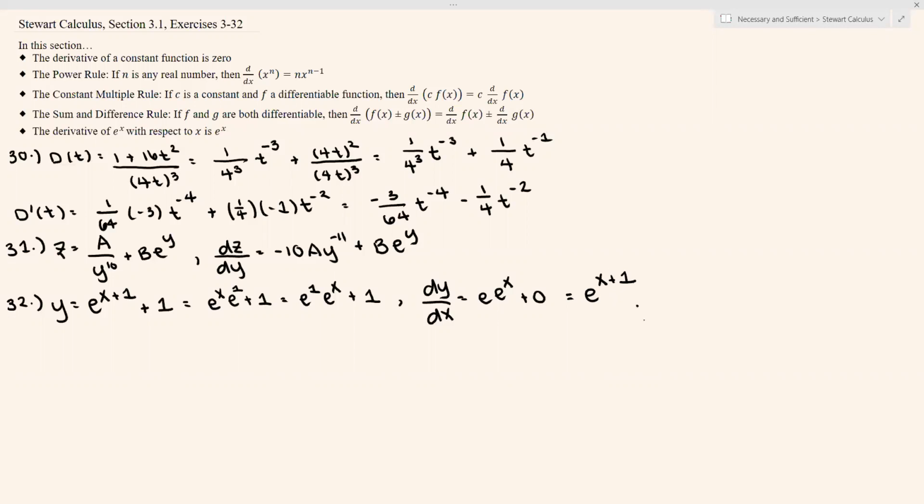And that gives us the solutions to exercises 3 through 32 in section 3.1 of Stewart Calculus.